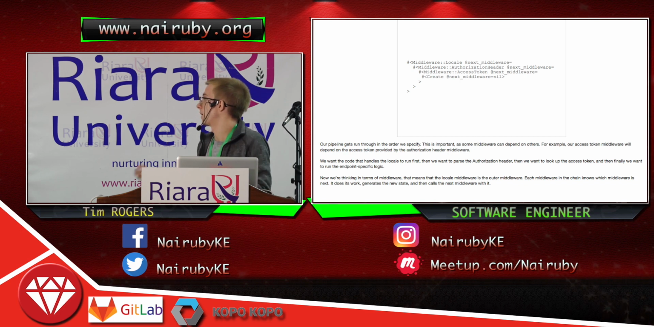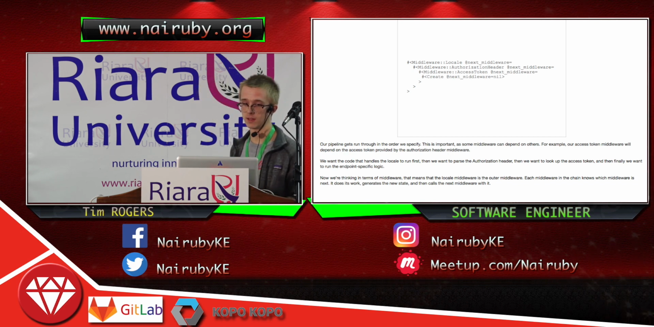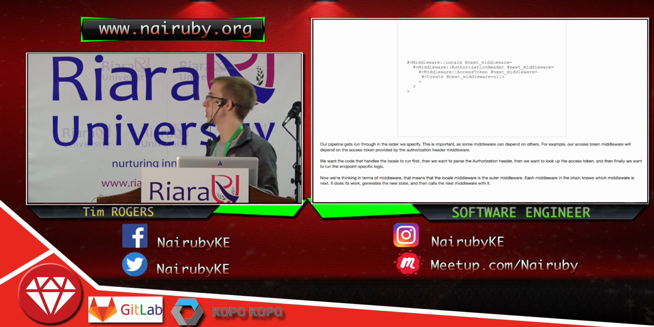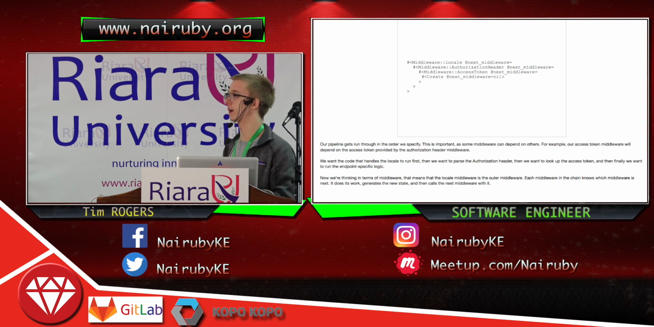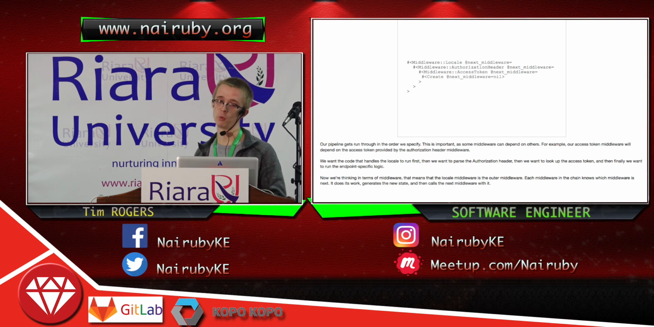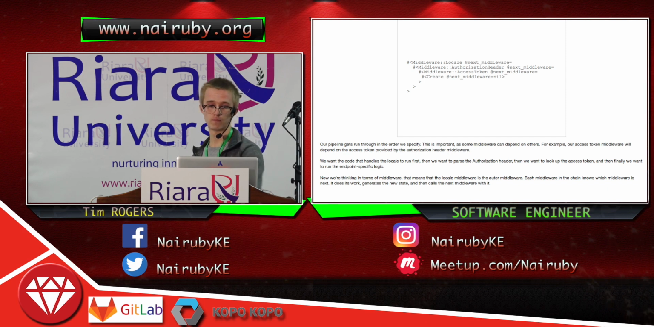And then at the end, we want to run the endpoint-specific logic. This is a bit like a Russian doll. They're all stacked together, and each one can only see the one next above it. Each middleware in the chain knows which middleware is next. It does its work, and then either returns a response or calls the next middleware.